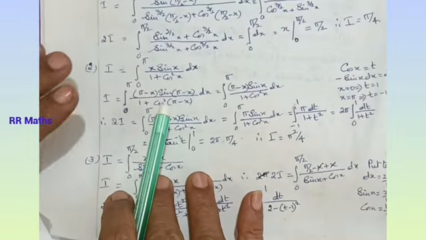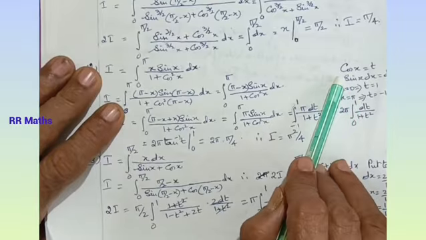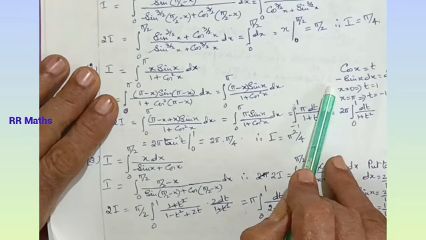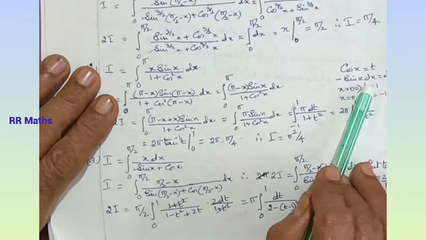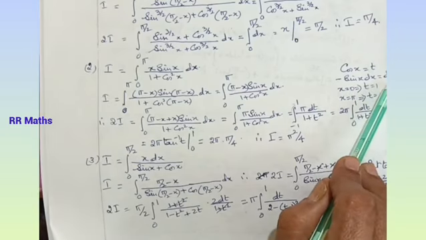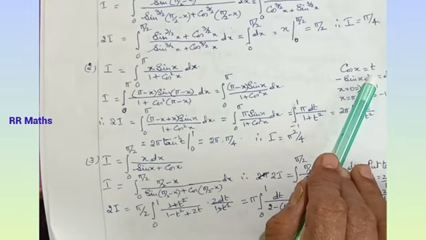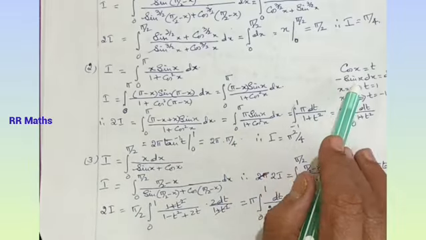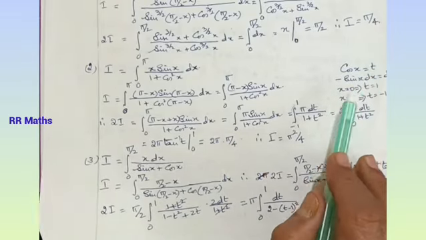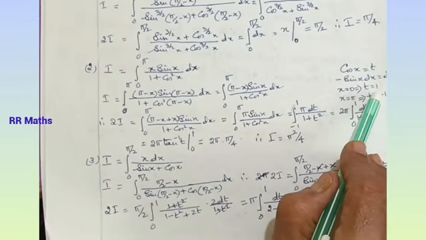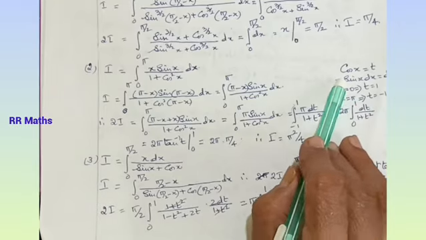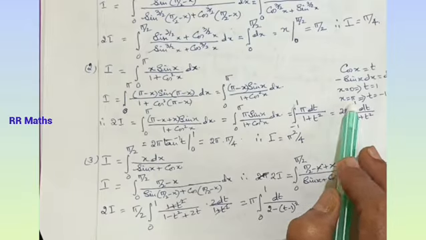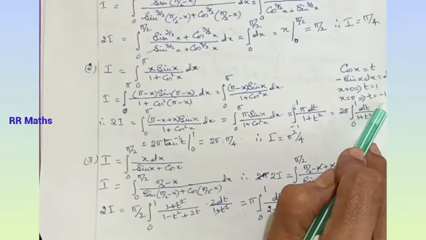Now integrating this, you have to put a substitution. I've used cos x is equal to t. So differentiating, you get minus sin x dx is equal to dt. Now when I'm doing a substitution, I have to change the limits. So when x is 0, cos 0 is 1, so t is equal to 1. And when x is pi, cos pi is minus 1, so x equal to pi gives t is equal to minus 1.